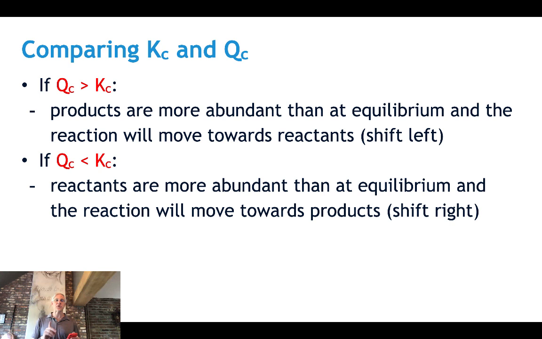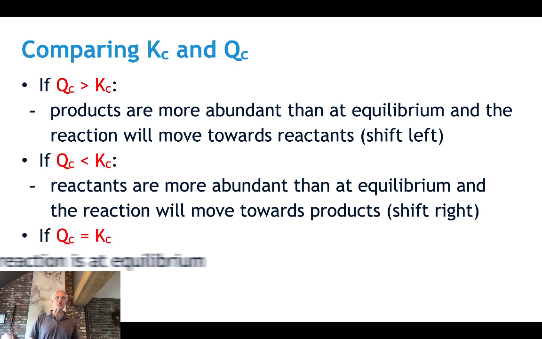Vice versa, if Q is less than K, that means that the reactants are more abundant than they should be at equilibrium, and that means that the reaction is still moving in the forward direction. You're still moving from reactants to products. The reaction needs to shift to the right, towards the product side, in order to reach equilibrium.